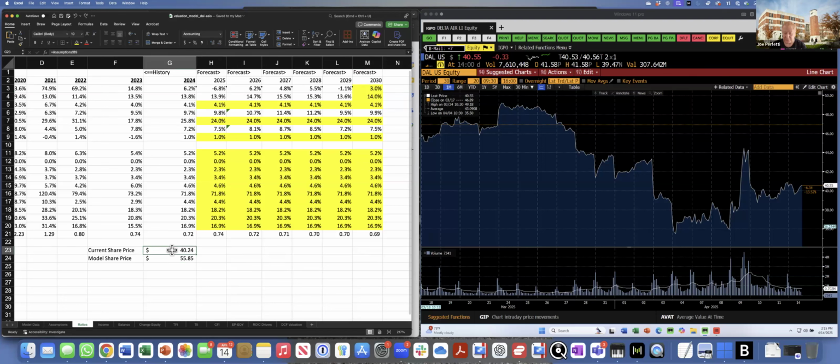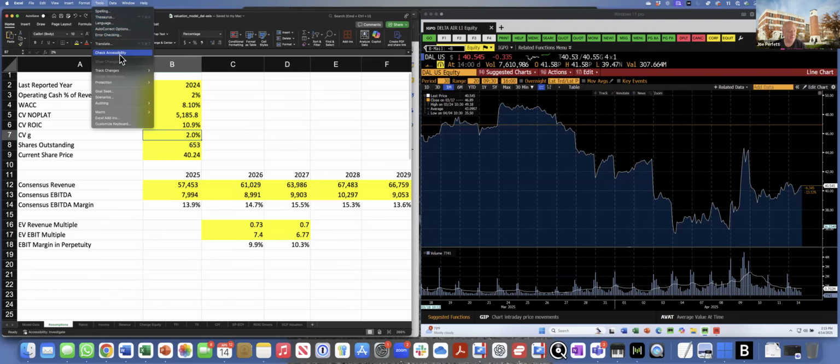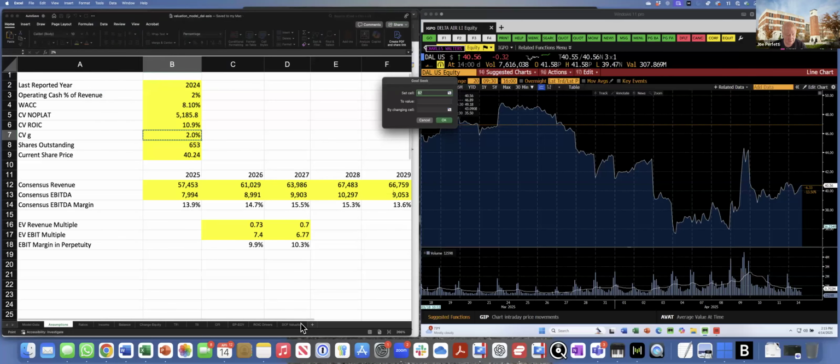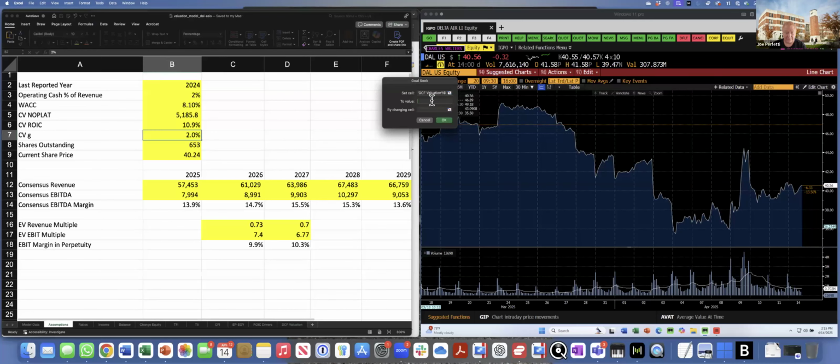And again, current's around 40. And this is where I think many of you started to get tripped up, because then you said, okay, I have to solve for a G. So let's go ahead and goal seek this. And I want to set my price to 40.24.